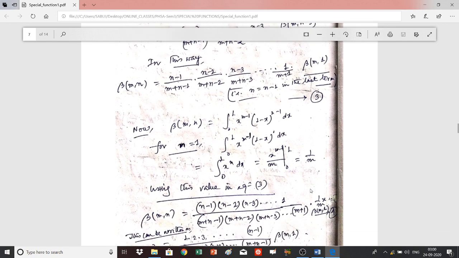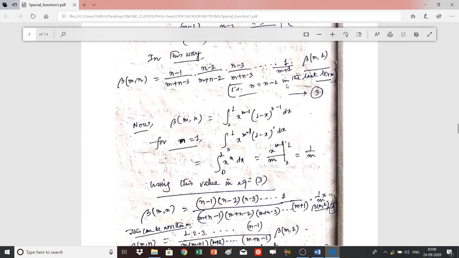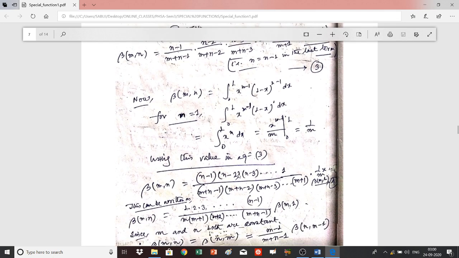and that will give you 1 by m. So substitute the value of beta(m,1) in equation 3, that will give you beta(m,n) is equal to (n minus 1)(n minus 2)(n minus 3). In this way it proceeds up to 1, and then (m plus n minus 1)(m plus n minus 2)(m plus n minus 3), it will proceed up to m plus 1 and then 1 by m, since we have written here the value of beta(m,n). So this is equation number 2.